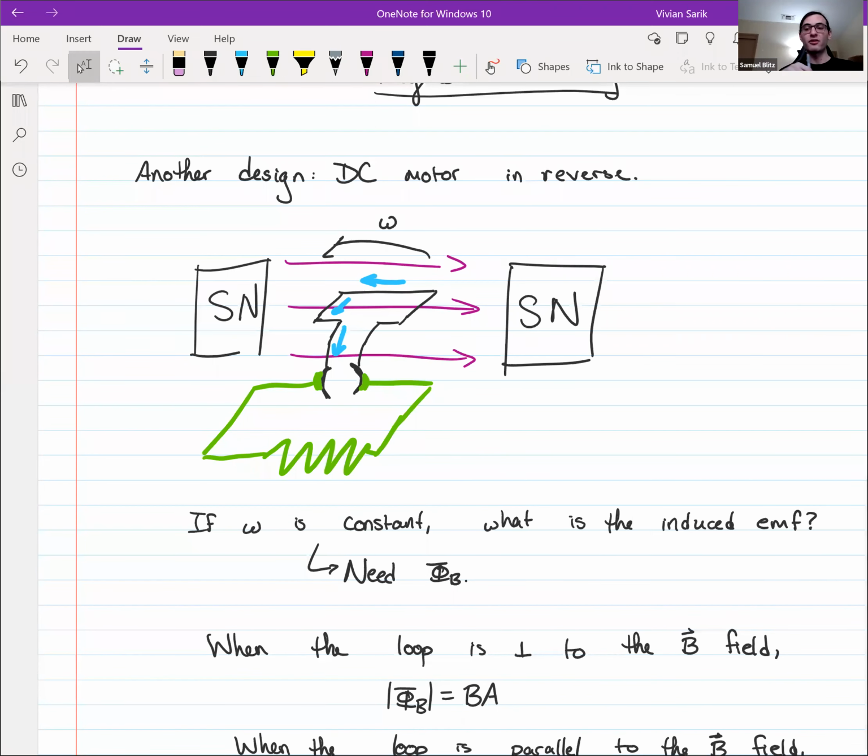The induced magnetic field opposes the rotation. It's kind of like an eddy current almost, actually. Not quite, but it's almost like an eddy current. And so that's why you have to apply a torque, and that's why it takes work to generate this electricity.